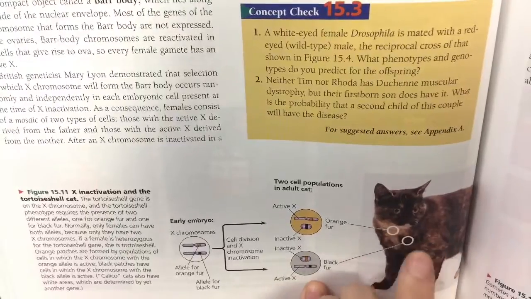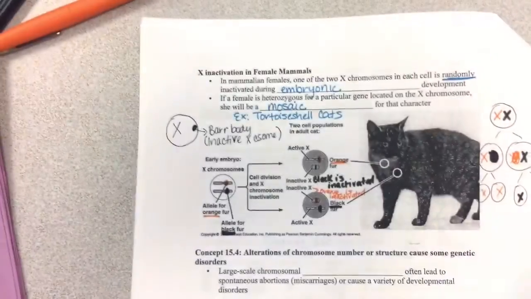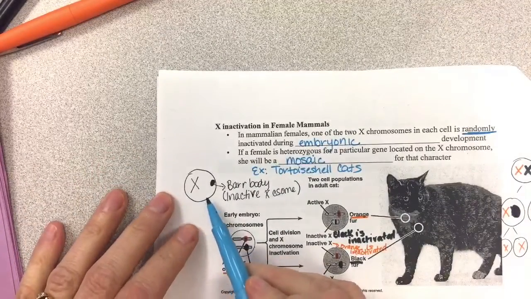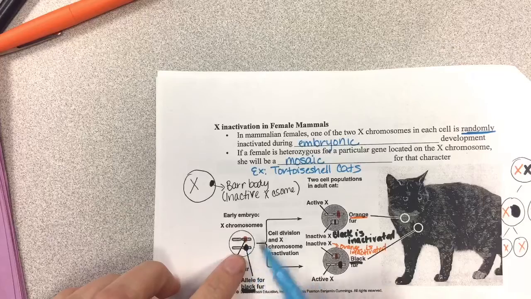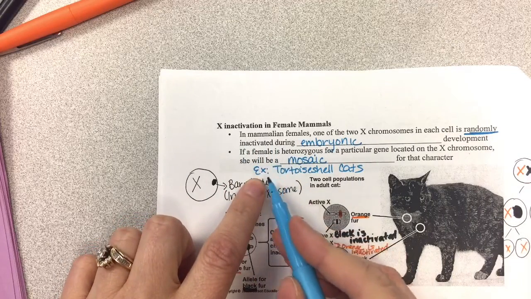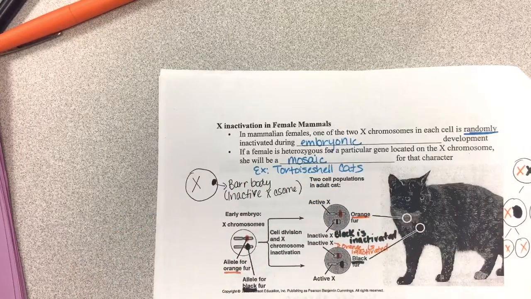I wanted to show you the tortoise shell cat here from your book. It's kind of a splotchiness of orange and black, and it's because of those two X chromosomes being randomly inactivated. So I want you to write up here underneath this example, tortoise shell cat. So that's what they are referring to.